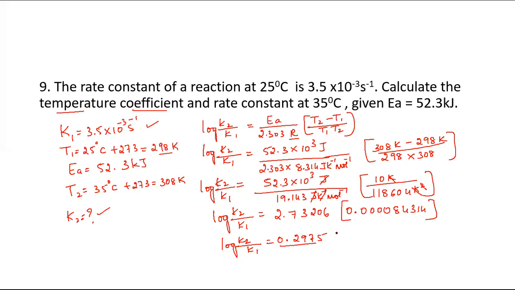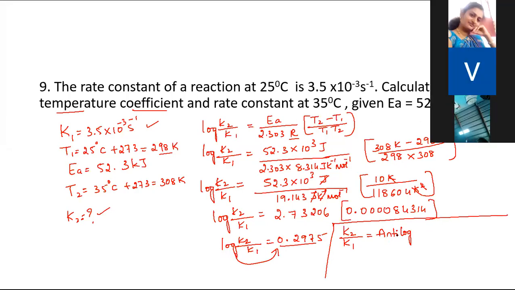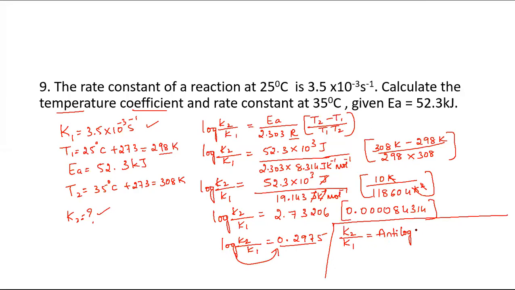Okay, so here I will tell you, see. So if log goes to the right hand side, then what happens, only k2 by k1 remains. When log goes to the right side, log becomes inverse. Inverse of log is nothing but anti-log. Okay, listen to me carefully. Anti-log of whatever value you have, you have to write here 0.2975. Okay, so when log goes across, it becomes anti-log. You have to look at whatever value is there.